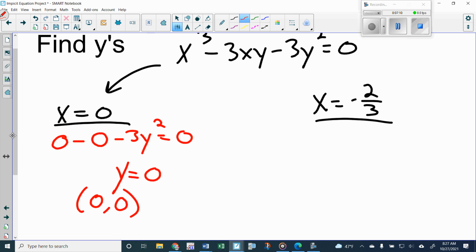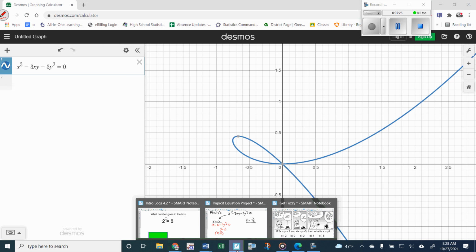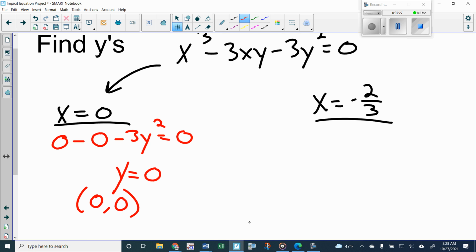Now, that's 0, 0. Does that match with the graph? That 0, 0 has a horizontal tangent? Yep, right there, 0, 0. Okay. So now, the next, we need to find it with negative 2/3.